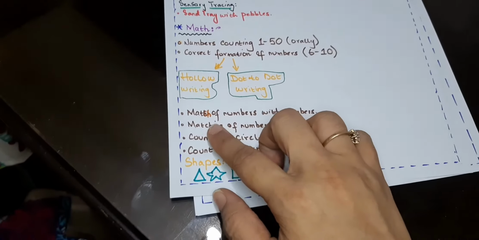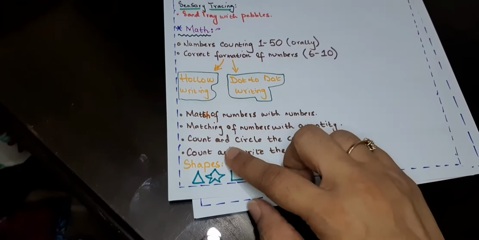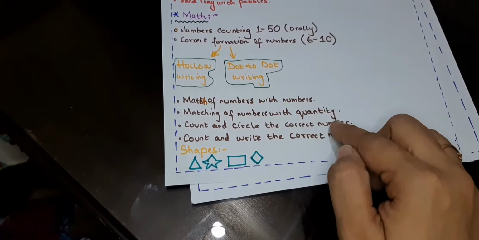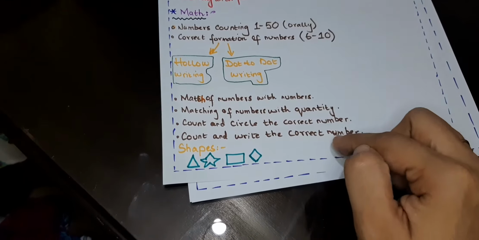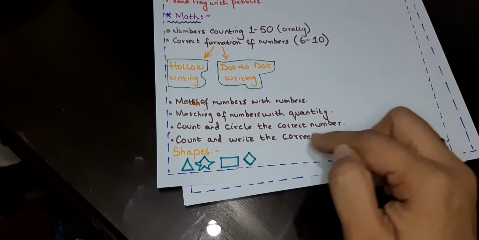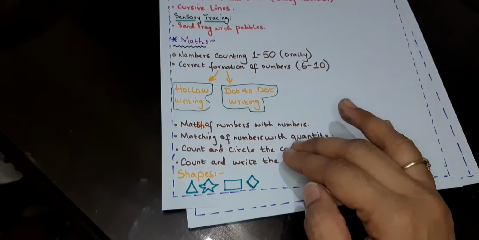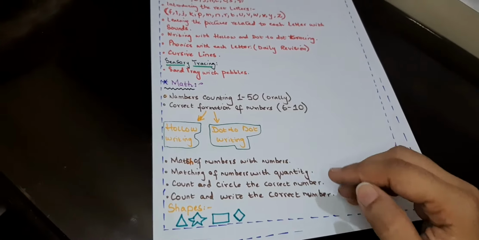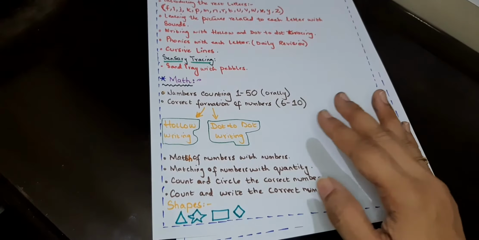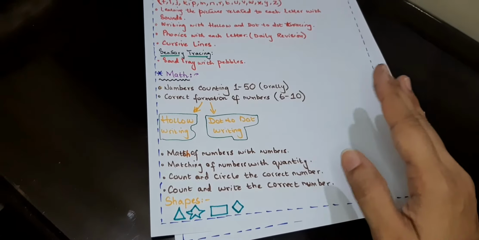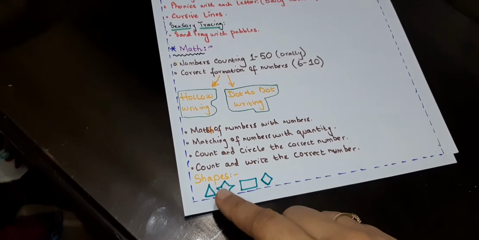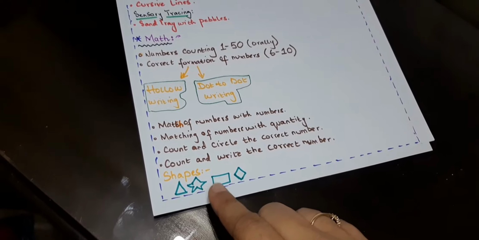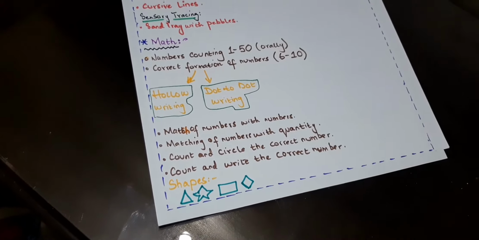You will be doing matching numbers with numbers, matching of number with quantity, count and circle the correct number, count and write the correct number. I've already discussed all of this in detail in the first term syllabus. I'm just telling you it's the same format but with increased numbers and letters. The shapes that will be introduced are triangle, star, rectangle, and a diamond.